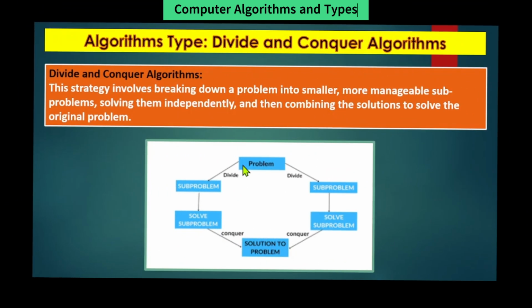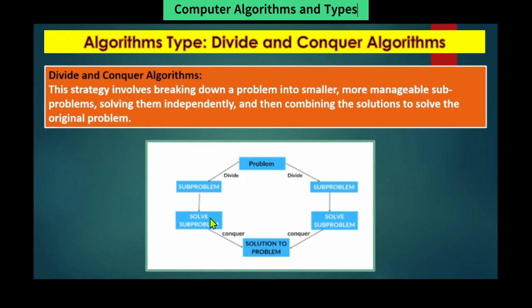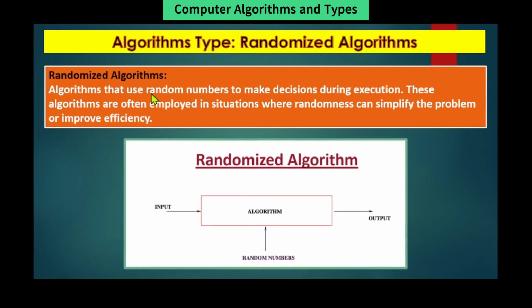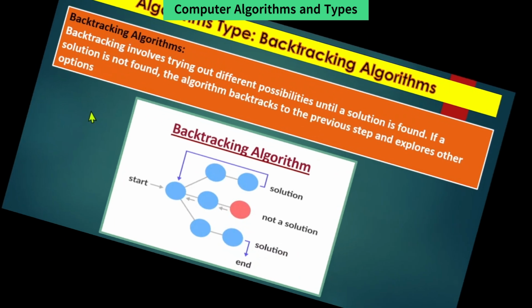Divide and conquer algorithms. This strategy involves breaking down a problem into smaller, more manageable subproblems, solving them independently, and then combining the solutions to solve the original problem. Randomized algorithms. Algorithms that use random numbers to make decisions during execution. These algorithms are often employed in situations where randomness can simplify the problem or improve efficiency.